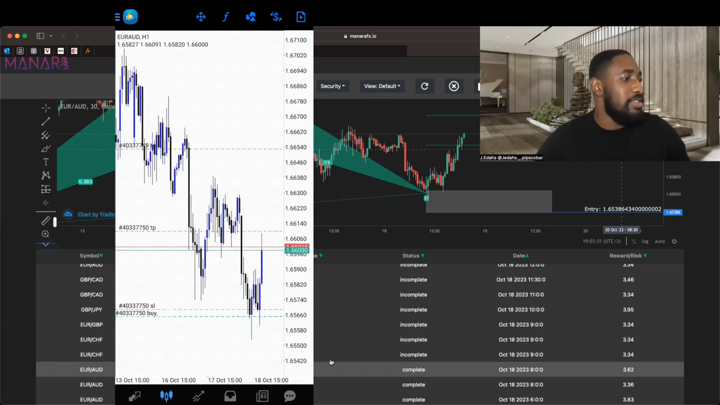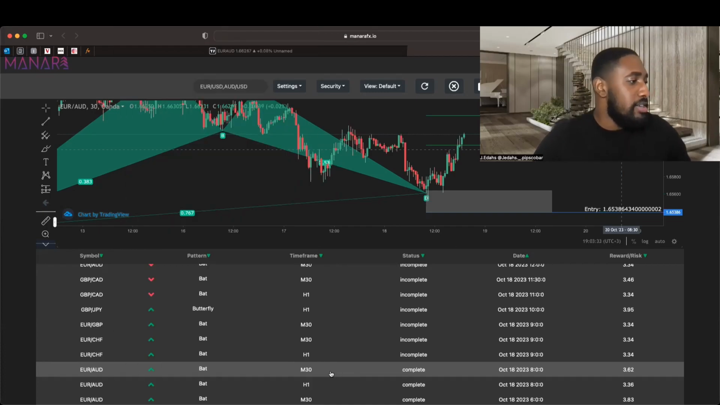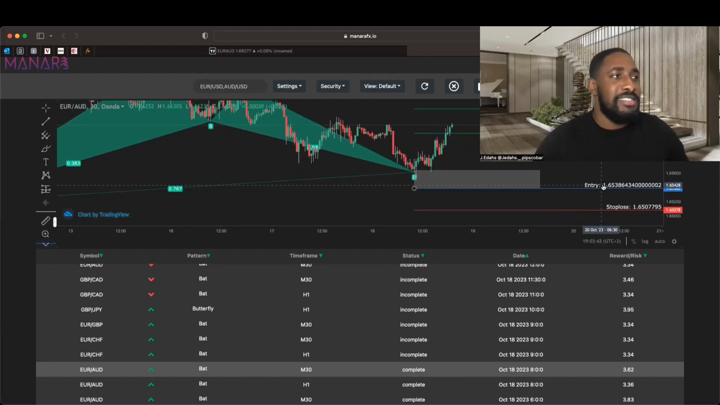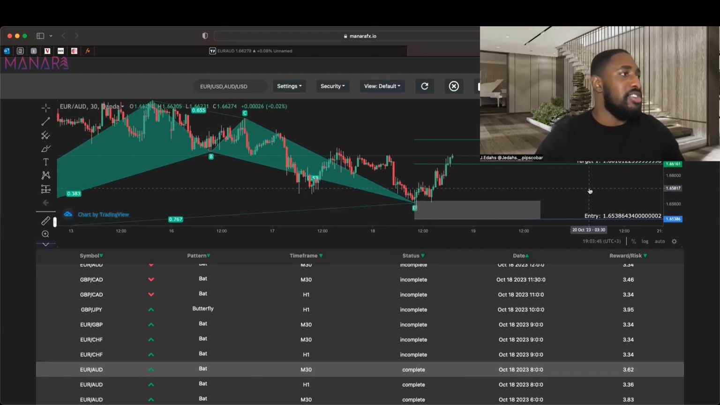Okay, so EURAUD was called on the 30-minute bat pattern. As you can see here, today on the 18th. Looking at this again, we had our entry point through here. You can see the entry, you can see our two TP targets.